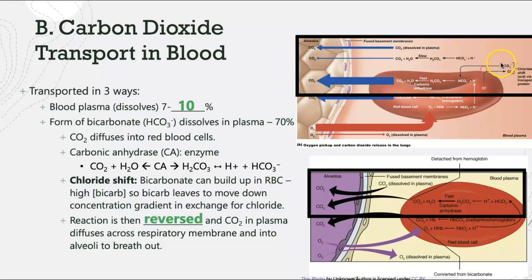And so this bicarbonate ion in the plasma can then move back into our red blood cell and be combined with our hydrogen ion to become carbonic acid, which then, with carbonic anhydrase present, we are going to move into our carbon dioxide molecule again and water, and now all of that carbon dioxide can move into our alveolus so we can breathe that out.